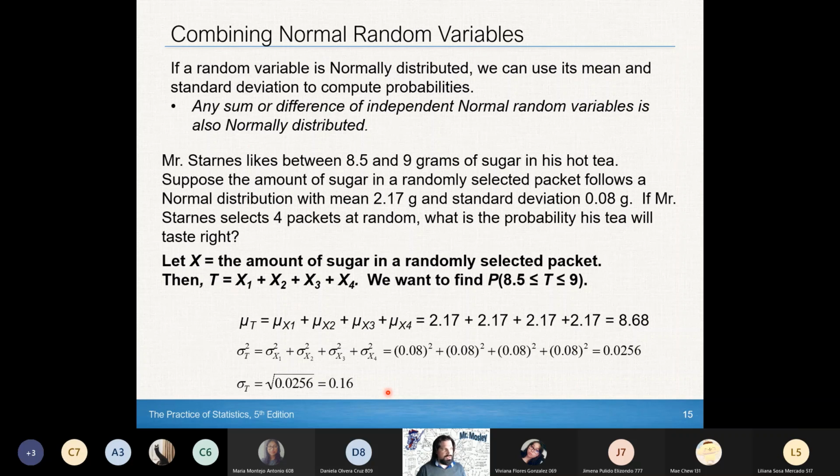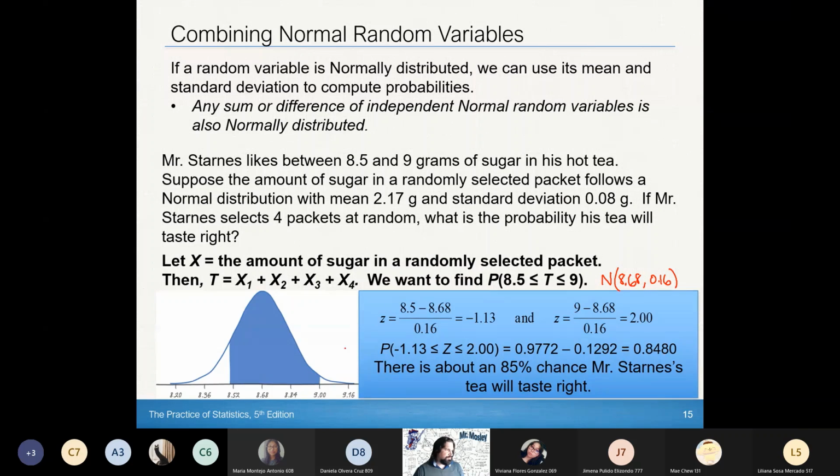We have a normal distribution, right? T is normally distributed, and it has a mean of 8.68 and a standard deviation of 0.16. We can use this information now. So t is normally distributed with a mean of 8.68 and a standard deviation of 0.16. Remember, this is our notation to say that something is normal, and we have the mean and standard deviation listed as an ordered pair.